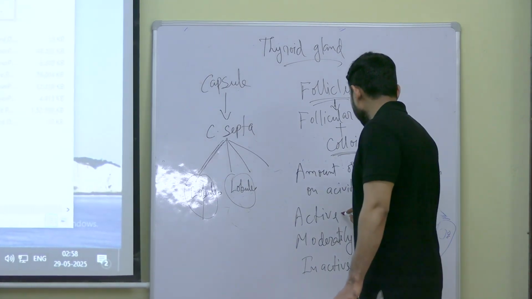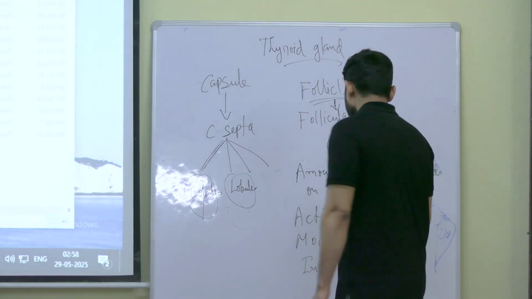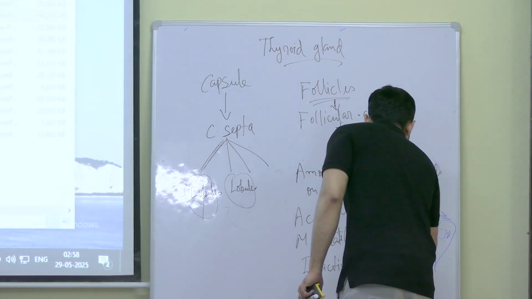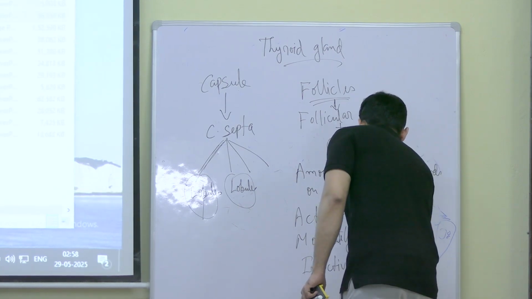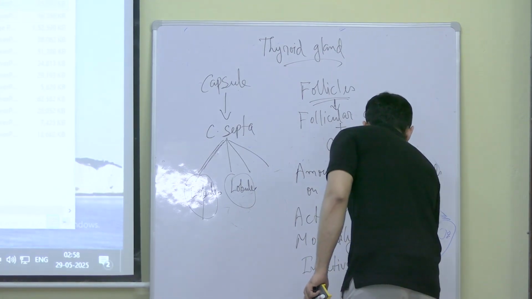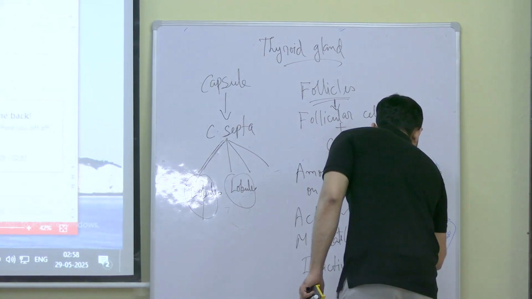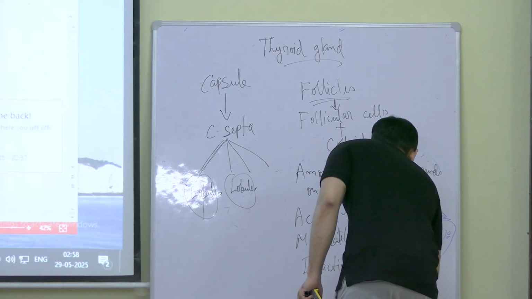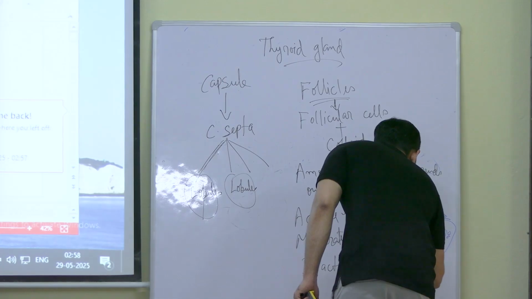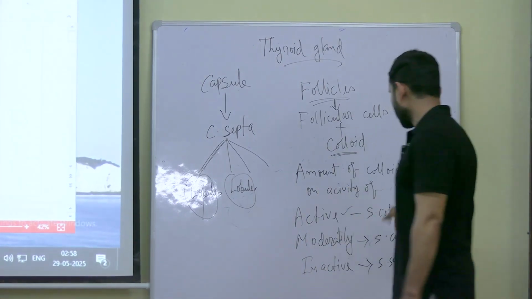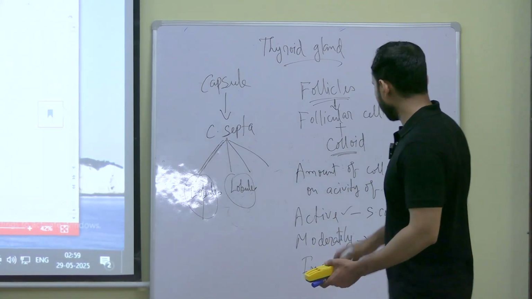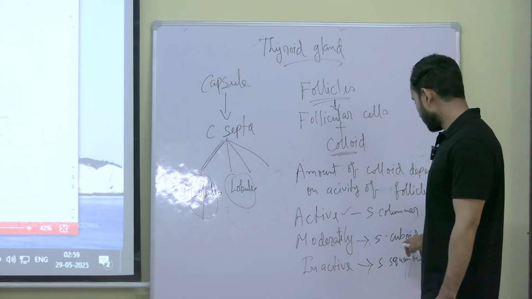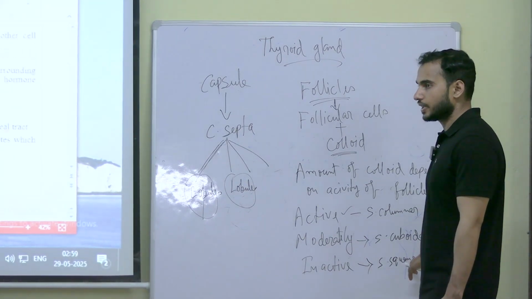Okay, three different types of follicles are there. In case of active, which lining epithelium is there? Simple columnar. Here, moderately active, simple cuboidal, and here, simple squamous. So these are the three different types of lining epithelium. And what about the colloid? Here very little colloid will be there, here a moderate amount, and here a huge amount of colloid is present.